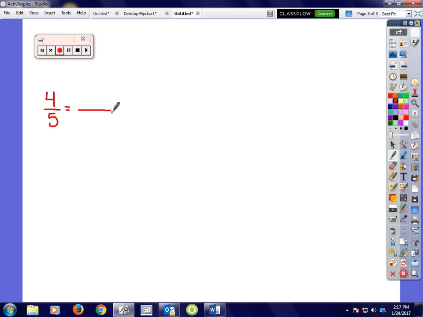Okay, I'm going to do mine. I'm going to do 4/5. I'm going to multiply them both by 3, because I know I can't divide, because there's nothing that goes into both of them evenly. So 4 times 3 is 12. 5 times 3 is 15. So 12/15 is equivalent to 4/5.